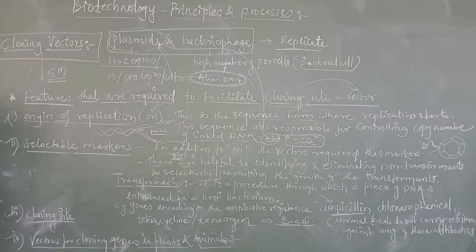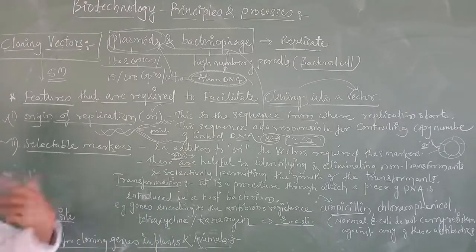Two or three is okay, but more cloning sites in a vector are not good for the formation of recombinant DNA. Preferably there should be a few cloning sites. If there is only one, it is well and good. Understood? Regarding the cloning site, we are going to discuss in detail in the next class.